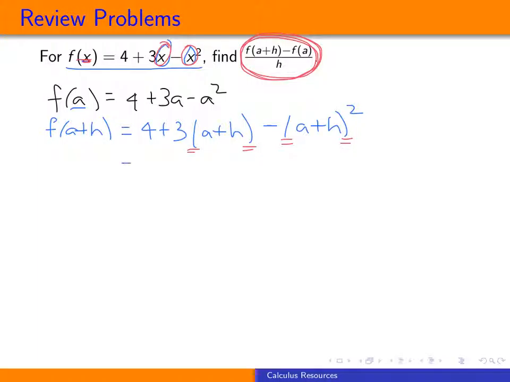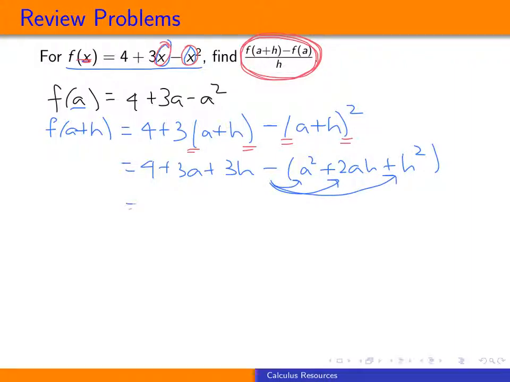So we're going to work on simplifying this. The first thing we want to do is distribute that 3. So we have plus 3a plus 3h. With this term, the first thing I want to do is square it. So I'm going to be subtracting off a squared plus 2ah plus h squared. For my next step of simplification, I'm going to distribute this minus sign to all three terms. So I have 4 plus 3a plus 3h minus a squared minus 2ah minus h squared.